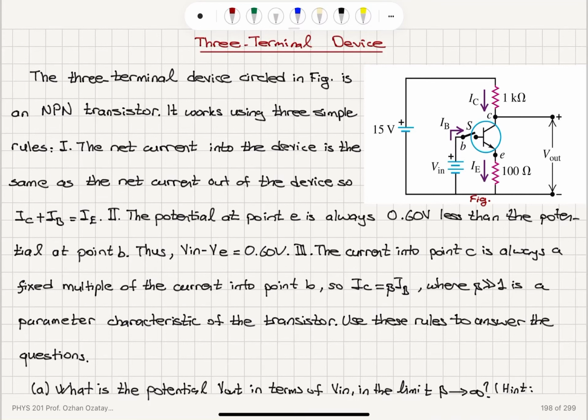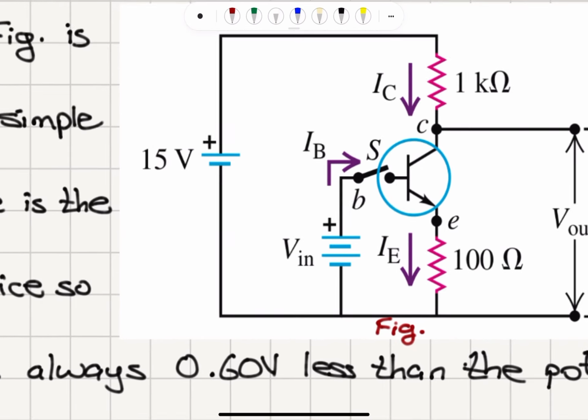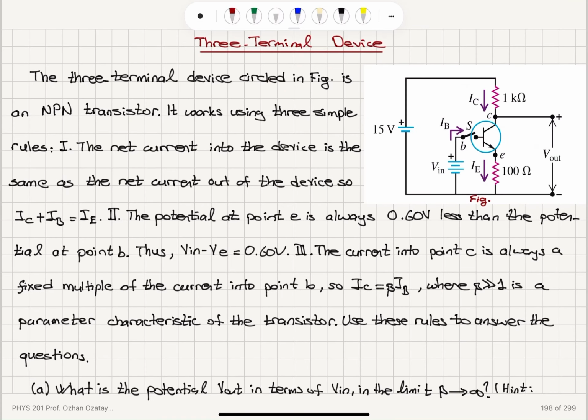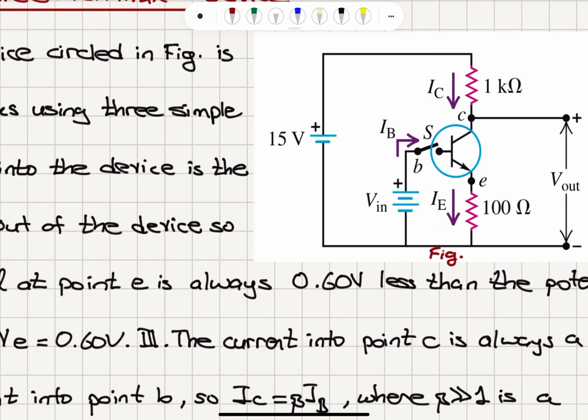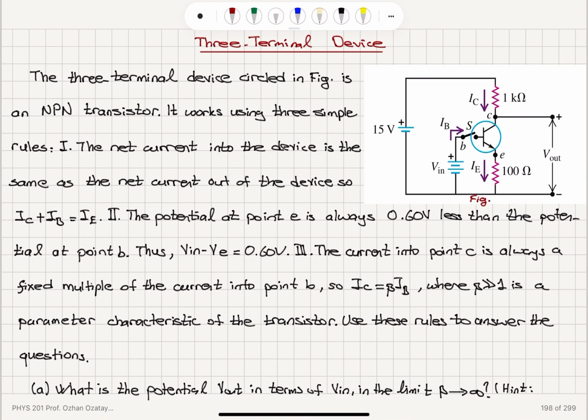Three-terminal device. The three-terminal device circled in the figure is an NPN transistor. It works using three simple rules. Number one, the net current into the device is the same as the net current out of the device, so that IC plus IB is equal to IE. This is actually collector current, base current, and emitter current.